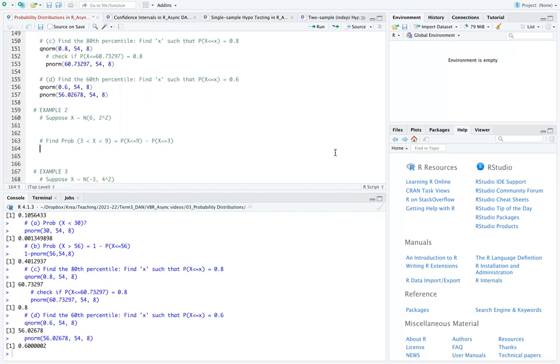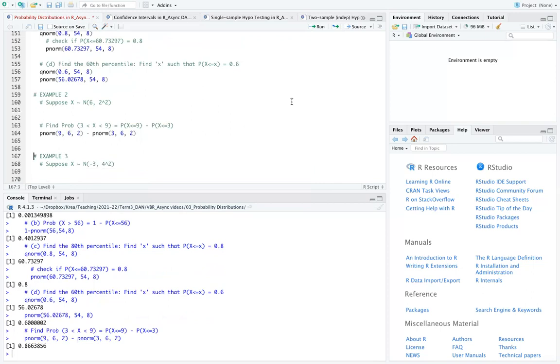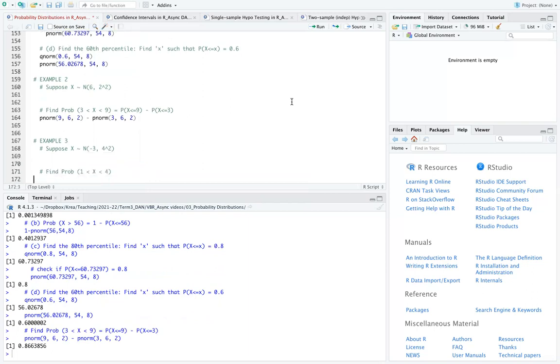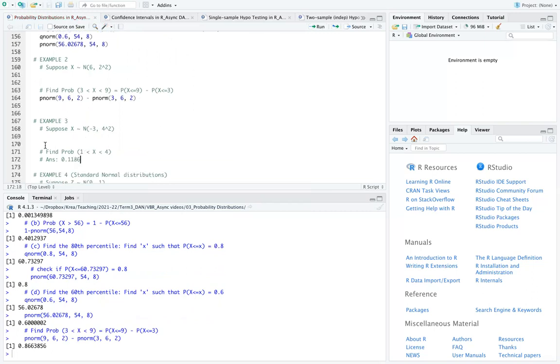And this is straightforward. So P norm 9, 54, sorry, it's not 54 here, the mean is 6 and the sigma is 2, minus P norm of 3, 6, and 2. The answer is about 86%, and that is the answer to this question. I'll let you do the next one, but I'll put down the answer here. This is going to be 0.1186, where you have a different normal distribution.